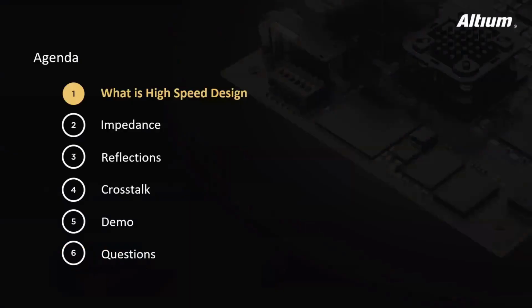Here we have the agenda for today's presentation. First, we will discuss what high-speed design is in general. Secondly, we will discuss issues related to impedance, and the topic is reflections. We will look into that also. Later, we have crosstalk. How will this impact our design? And we will present a demonstration showing you how Altium can help you in these matters.